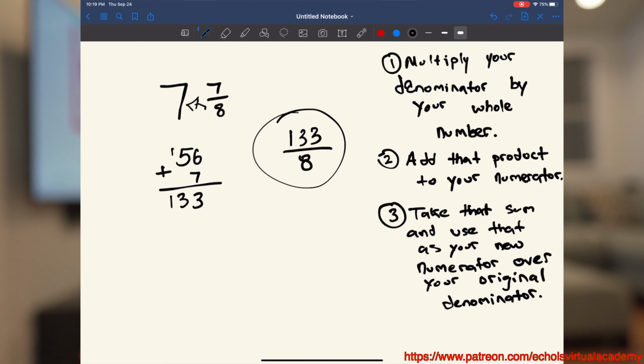So guess what, you guys? You know how to convert mixed numbers into improper fractions. And guess what else? We got it.